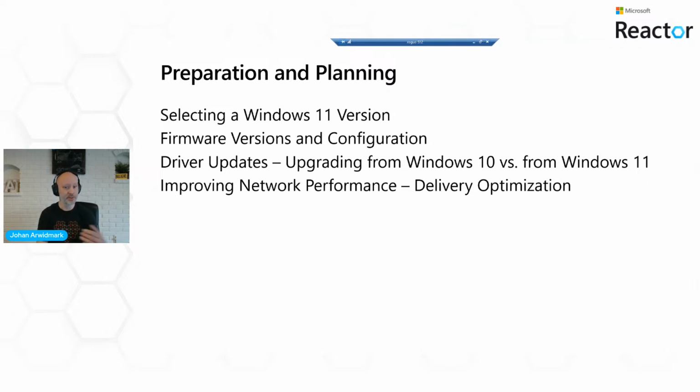Another benefit of the Education and Enterprise versions is that you have longer support for them. They are supported up to 36 months versus the 24-month cycle for Windows 11 Pro. So if you have a chance, pick Education or Enterprise, depending on where you are in the world or what type of organization you're part of. That is a great version of Windows 11 to upgrade to.